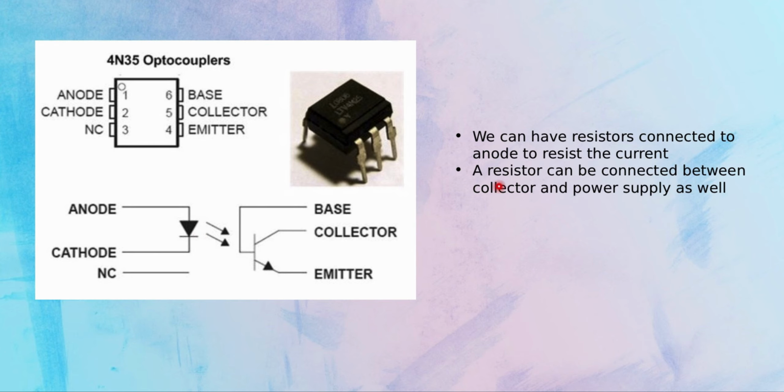Now, we could also connect resistors between the collector and the power supply to increase the efficiency, and we usually leave the base free. So one side of the optocoupler has the LED and the other side has the phototransistor with the base, collector and the emitter. Now this is how we can electrically symbolize an optocoupler.